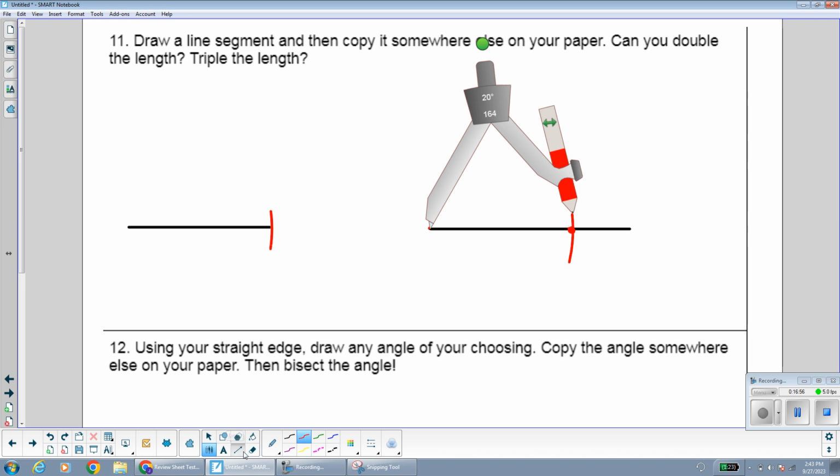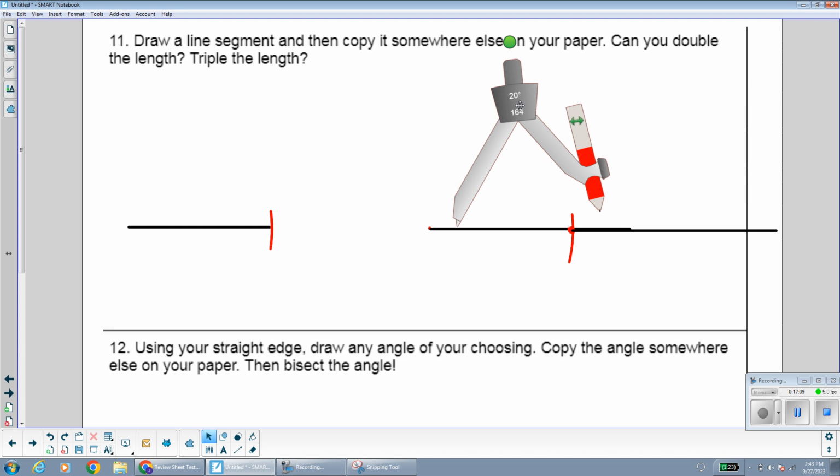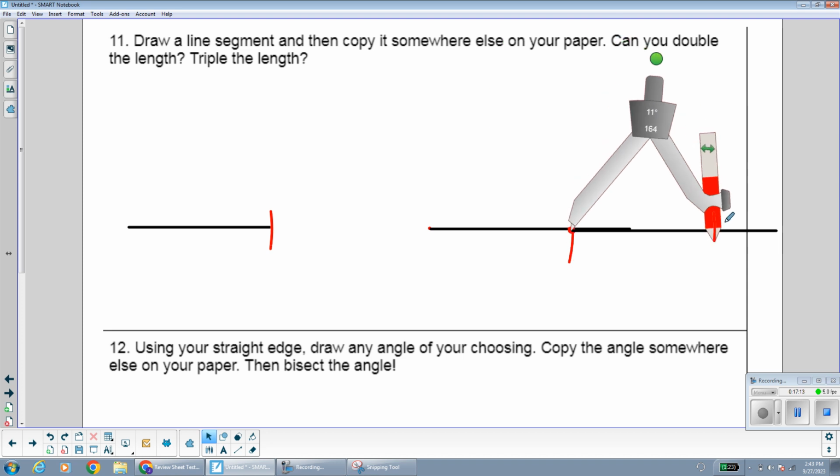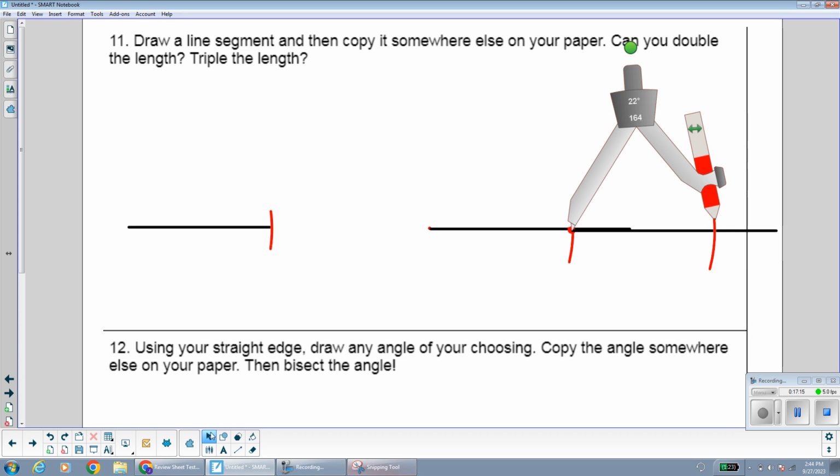So I'm just going to keep what I measured. If you lost your measurement, you could just go back and remeasure the original line segment. And I don't have so much space here, so I'm not going to do the tripling. The tripling would be the same thing as doubling. You just do it again another time. So I'm just going to take the distance, go over here, and do it again.